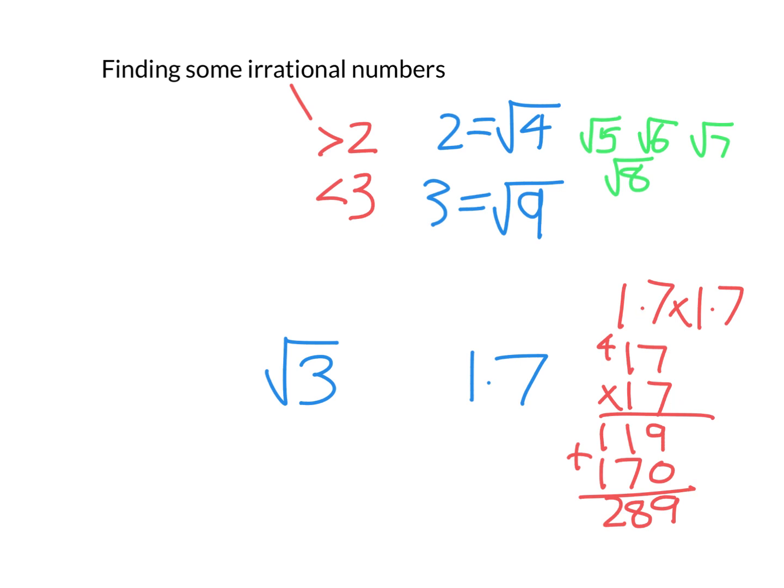What does that mean for 1.7 times 1.7? Well, because when multiplying these decimals there were 2 digits after the decimal point in the question, there must be 2 numbers after the decimal point in our answer. So it'll be 2.89. 1.7 squared is only 2.89. It's less than 3. So that means 1.7 is less than the square root of 3, or in other words, the square root of 3 is greater than 1.7.